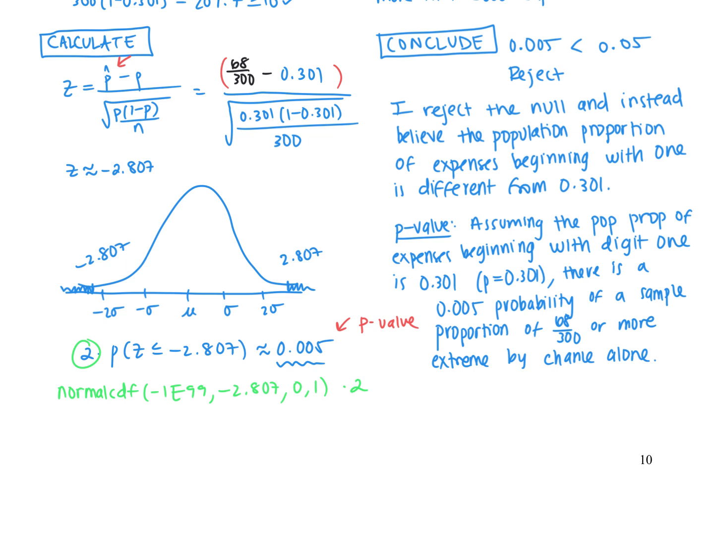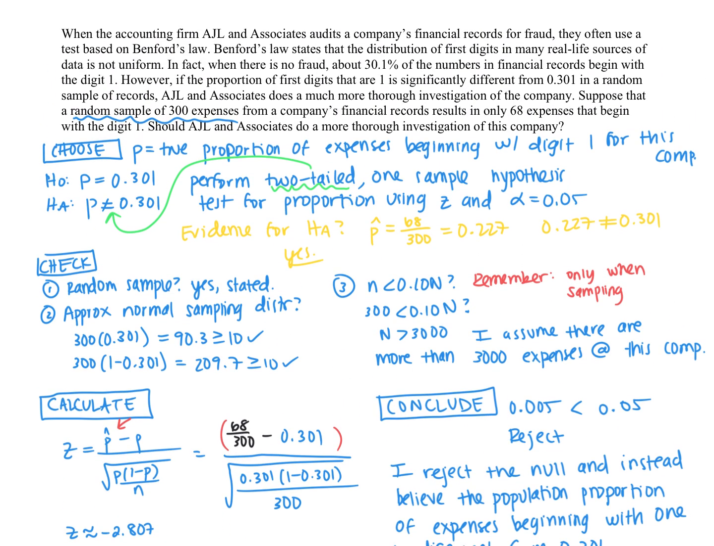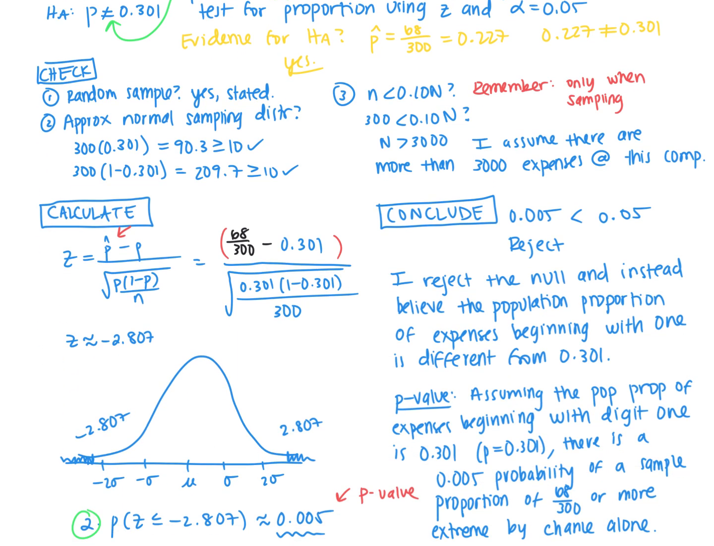I'm going to move, but I will come back. One thing that we sometimes have to look out for is there a question that was asked? So here we are asked, should AJL and Associates do a more thorough investigation? So we need to specifically address that. We haven't answered that. So this is asking, is there evidence of fraud? There's evidence of fraud anytime the proportion of first digits is significantly different from 0.301. That's what we found evidence of. So the very last thing that we need to do is actually address that.